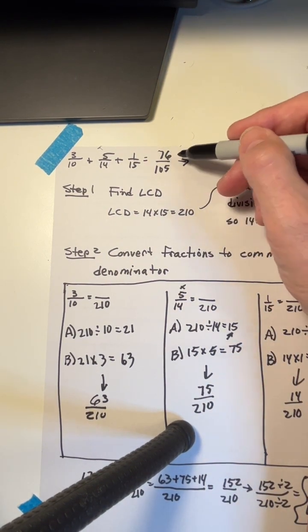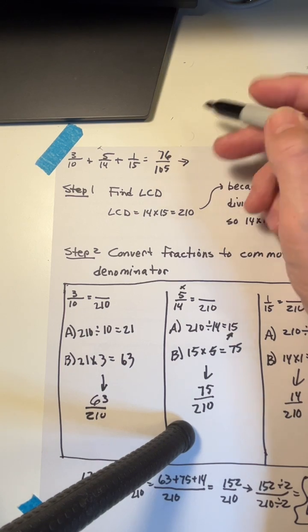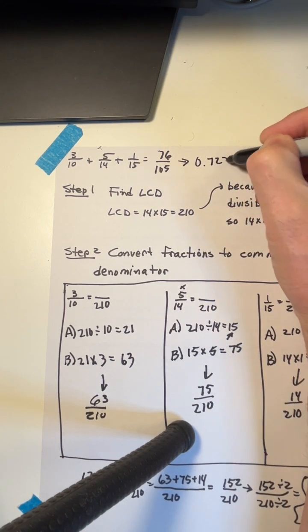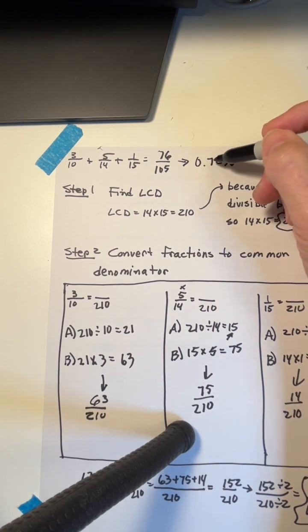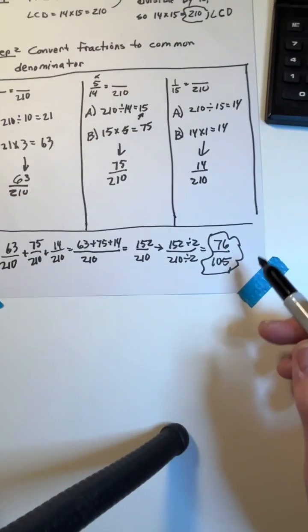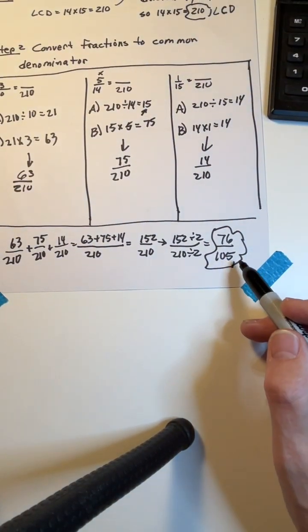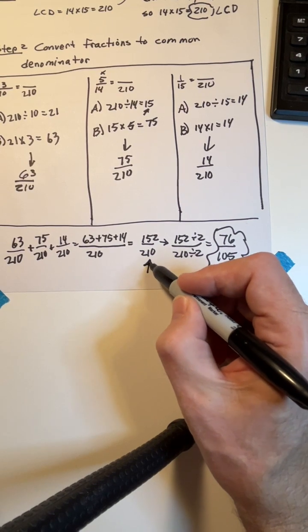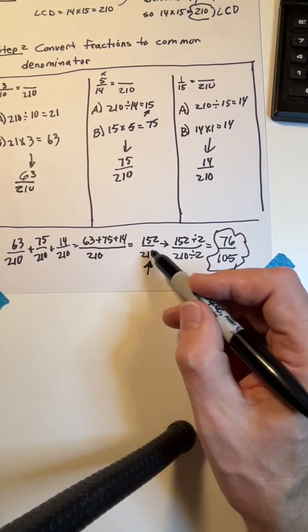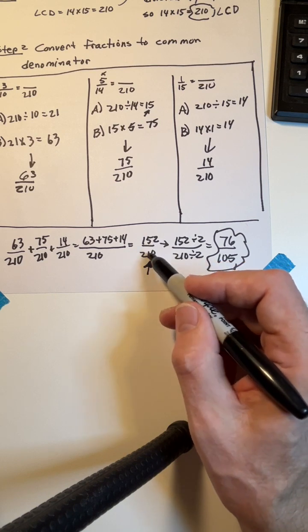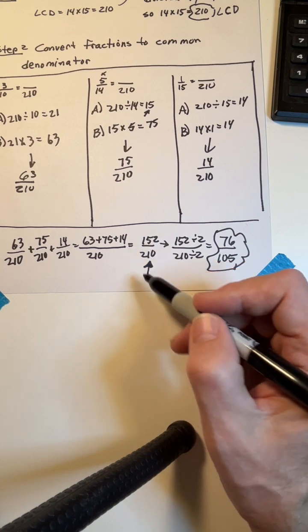So it's 76 divided by 105, and we got 0.7238. And let's see if our decimal does. And well, of course it does. It's the 76 over 105. Or if you're really curious and you're worried, you could take a calculator to this, 152 divided by 210, and you'll get that same decimal.